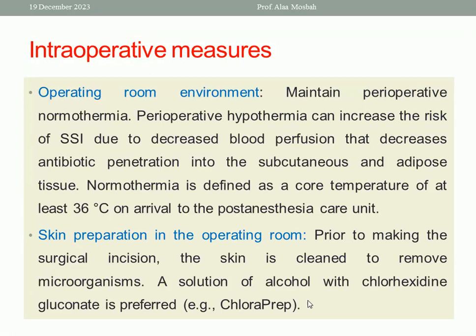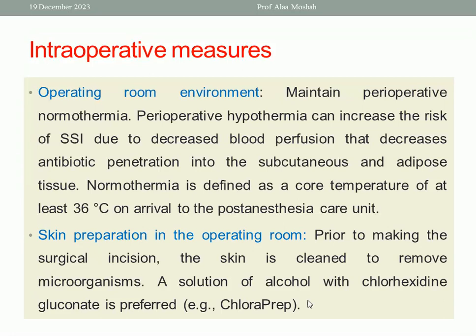Also, hypothermia decreases antibiotic penetration into subcutaneous and the adipose tissue. So, hypothermia is not preferred because it decreases blood perfusion and decreases antibiotic penetration into subcutaneous tissue and the adipose tissue. Normothermia is defined as a core temperature of at least 36 degrees centigrade on arrival to the post-anesthesia care unit.